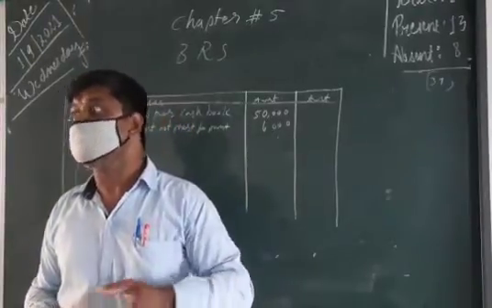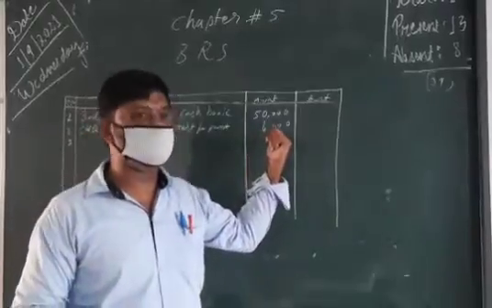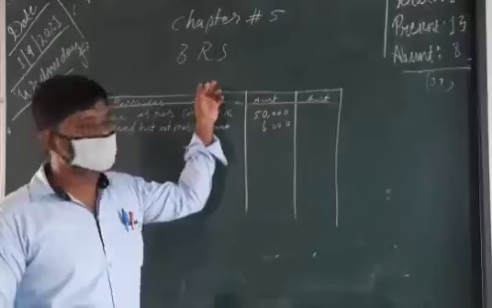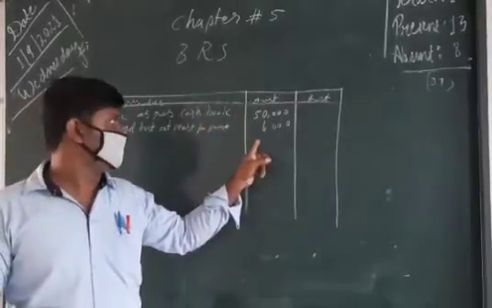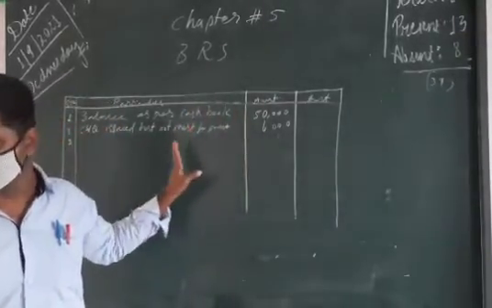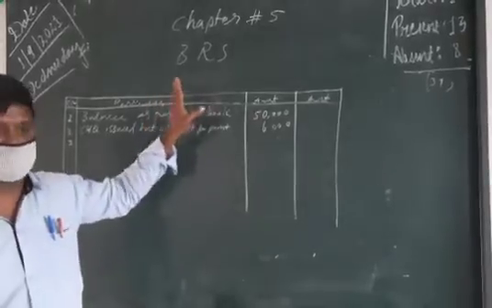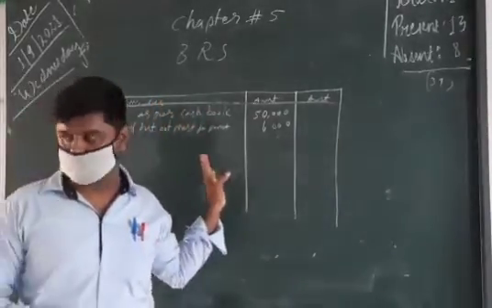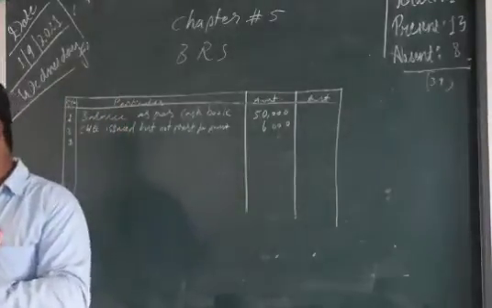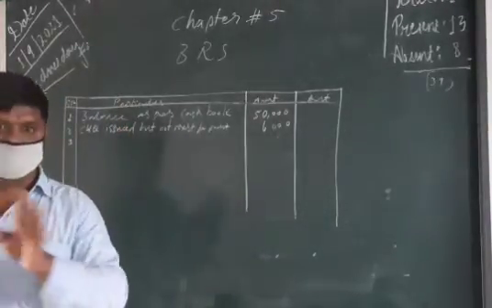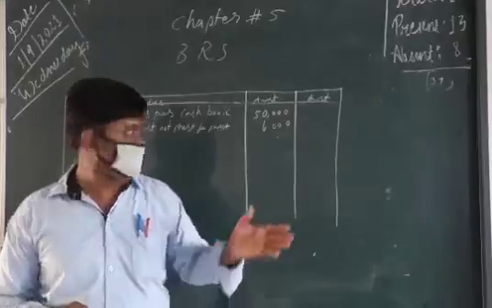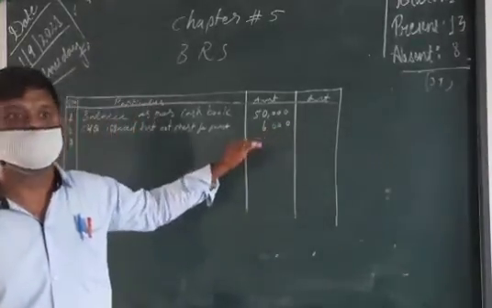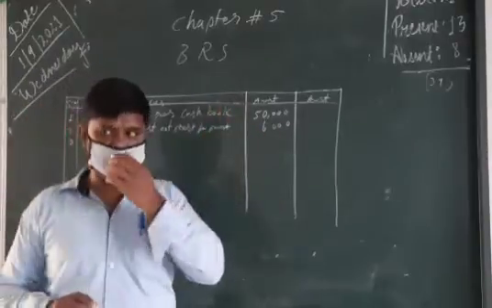So we should add the amount. We should add it in our cash book, but we are not adding it now. Instead of that, we are adjusting it in the BRS. This is not the cash book. This is the BRS statement, the bank reconciliation statement. We are not making any changes in our cash book also. Without adjusting the cash book, we are making a bank reconciliation statement.